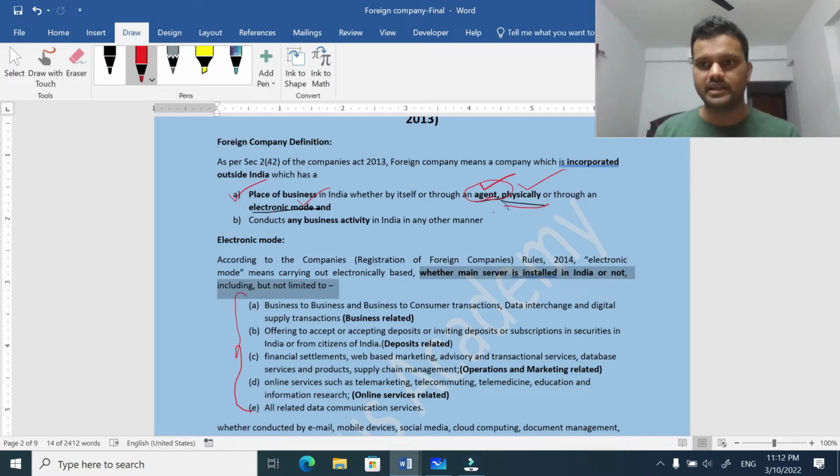The location of the server can be anywhere, because recently even in direct tax, in taxation also, there used to be cases where they would keep the server in a tax haven country, and they would do the business from somewhere else, and do the business with India. They are evading the taxes. That is the reason why, whether the main server is installed in India or not, that can be considered a foreign company, as far as it is doing business with India. That is an important point.